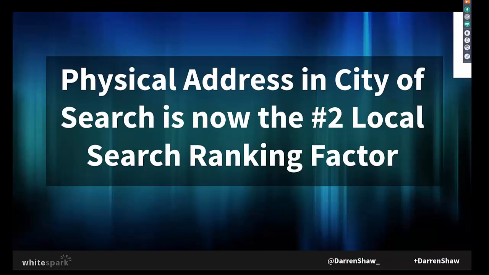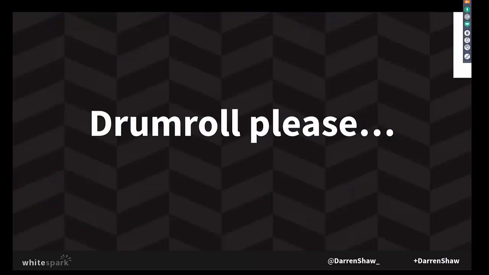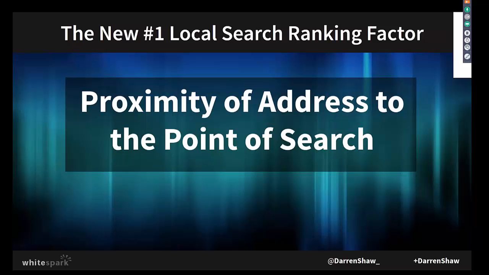Physical address in the city of search used to be the #1 ranking factor. It almost was since the beginning. It was always like, in order to rank, you have to be in the city. Of course, that's going to be an important ranking factor. But it's now the #2 ranking factor, and that means there's a new ranking factor, and it is the proximity of address to the point of search. So we've seen a huge increase in importance of proximity in the local pack and finder results.